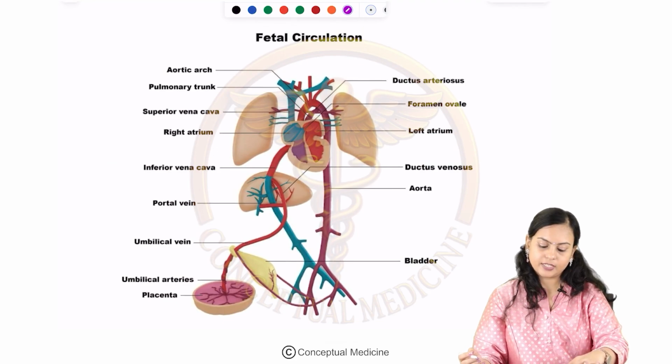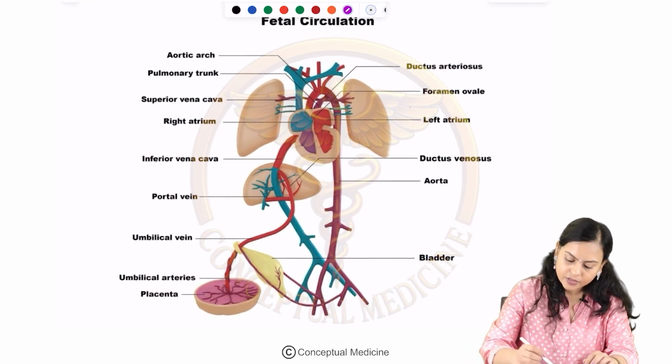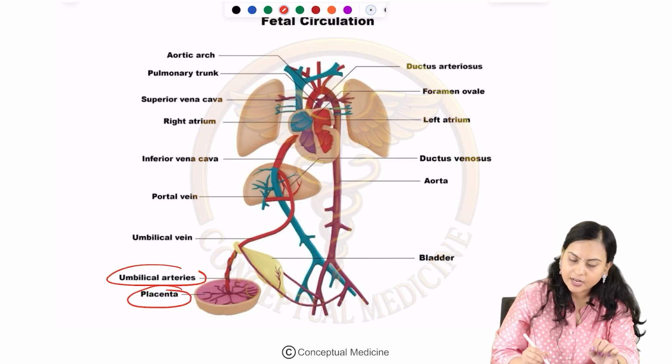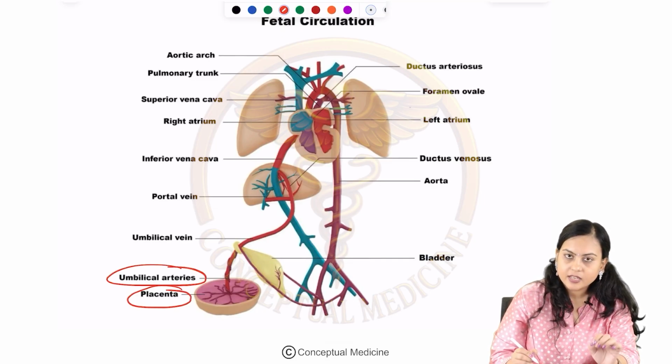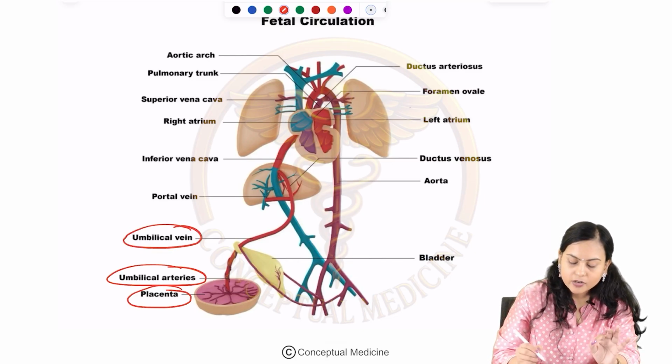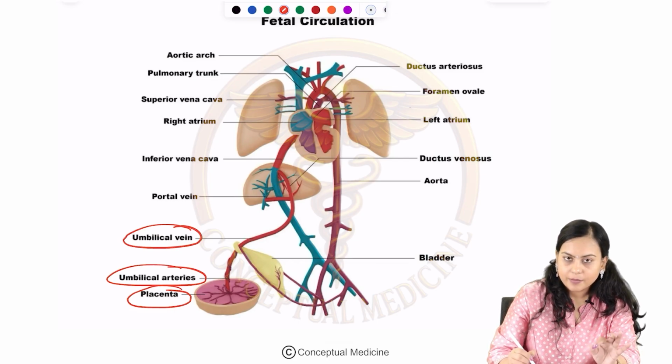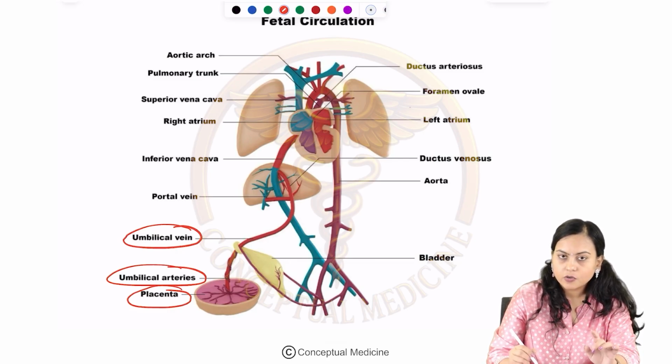So this is the fetal circulation. First we have the placenta and the umbilical arteries. Umbilical arteries here are receiving the deoxygenated blood. It is the umbilical vein that is going to supply the oxygenated blood, and the umbilical vein blood is directly going into the portal vein.